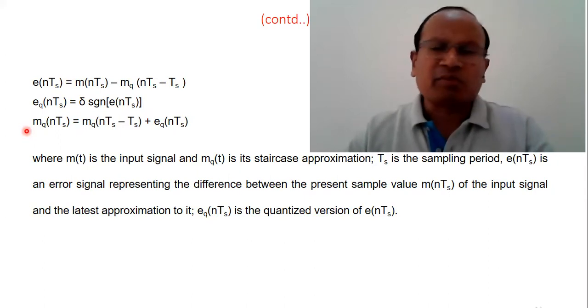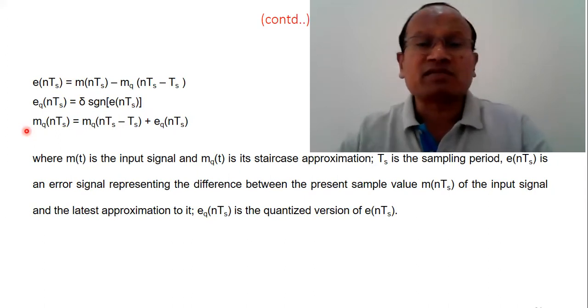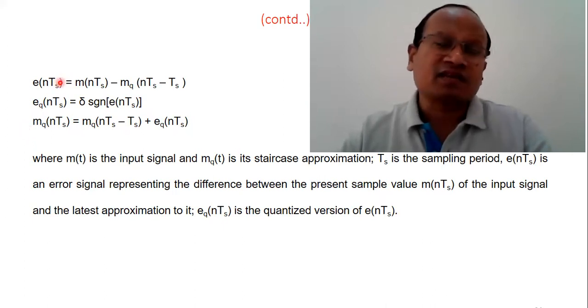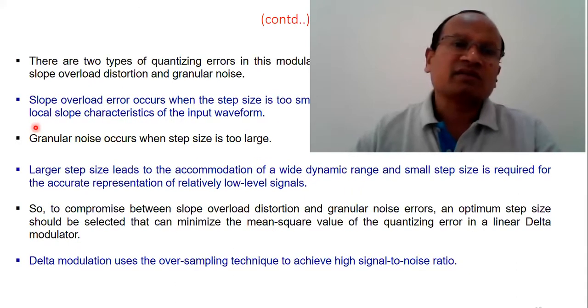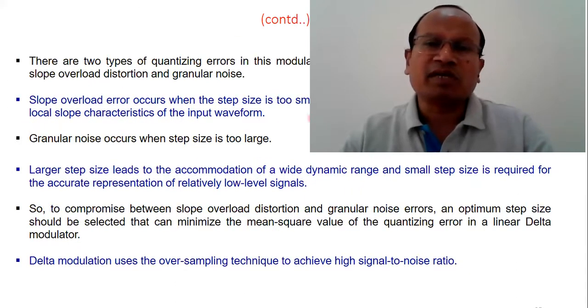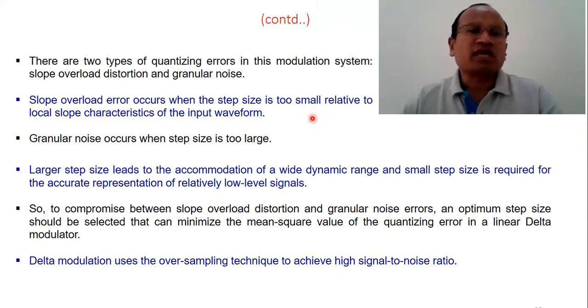So these are some mathematics. These are some equations for generating the error signal and again obtaining the approximated previous sample. These are mathematical backgrounds. There are two types of quantization errors in this system, the system of delta modulation. One is slope overload error, slope overload distortion. Second is granular noise.